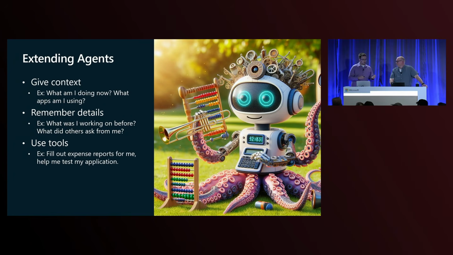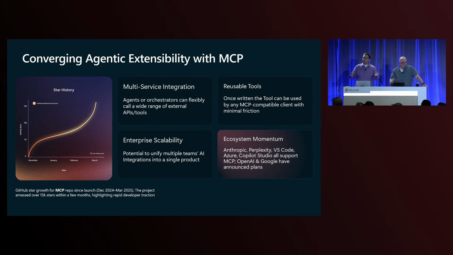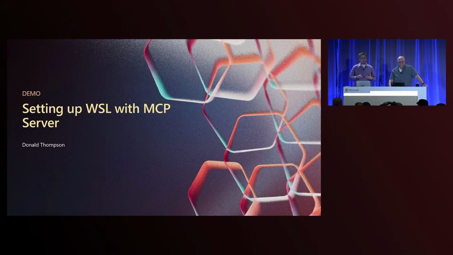Model Context Protocol is a great way to integrate tools into your agent. So if you are aware, or if you're not, MCP has seen a huge uptake on GitHub, and for really good reason. It magnifies your agentic investments. Multiple services can be integrated simultaneously, giving your agent a broad tool set. The same work you do to integrate your tool with one agent scales across all MCP-capable agents with little friction. For a company like Microsoft, that makes it really appealing to unify different AI integrations all into one product, which is why you see us and other players across the industry investing in MCP.